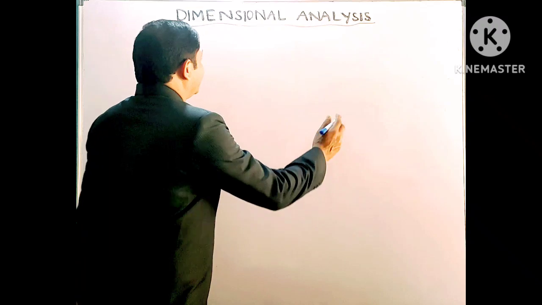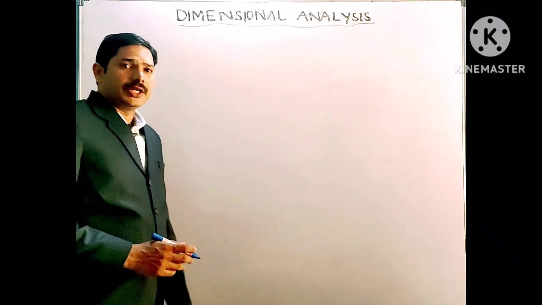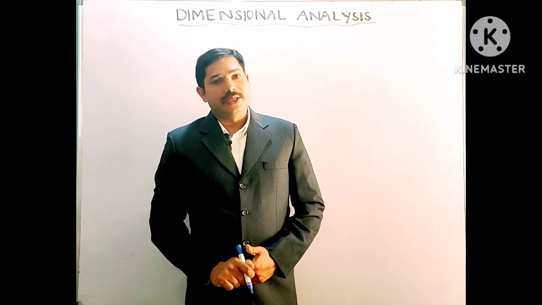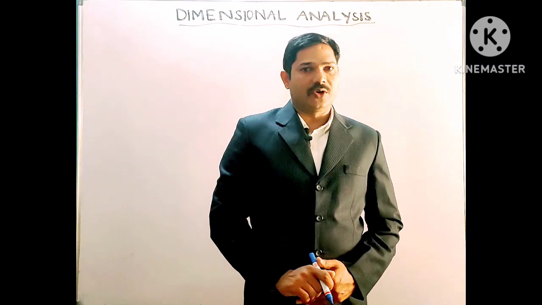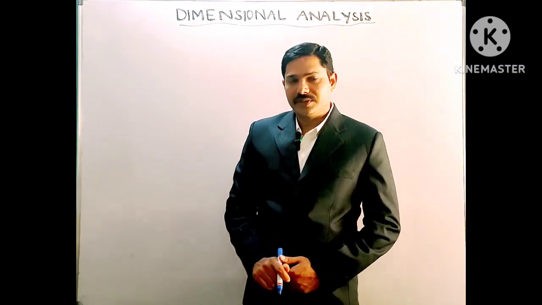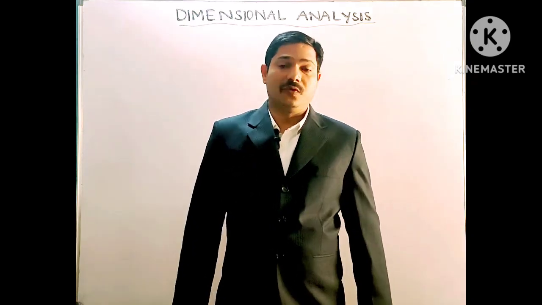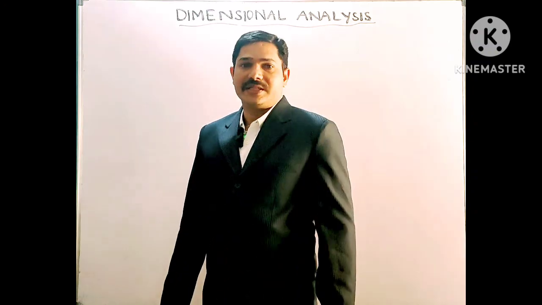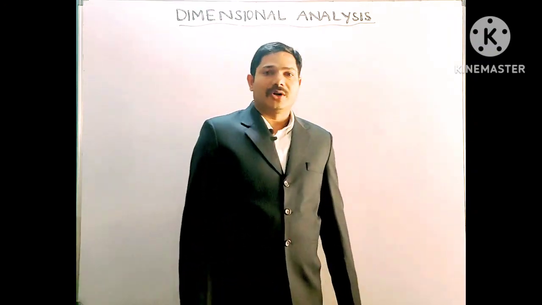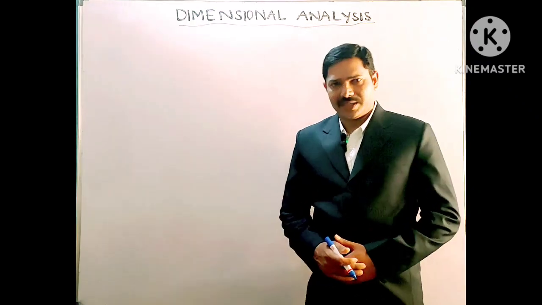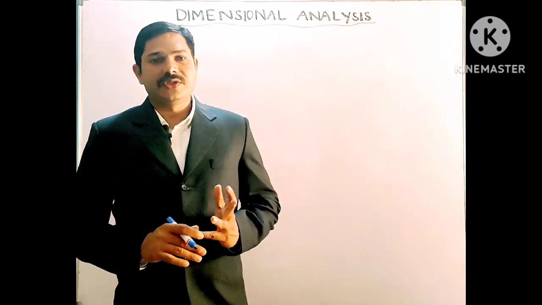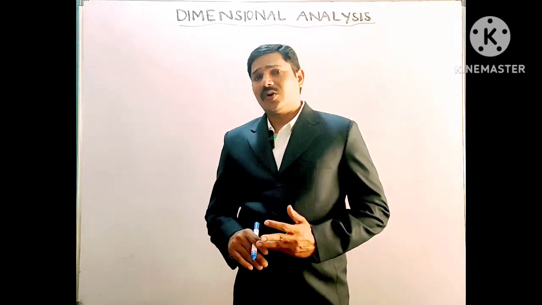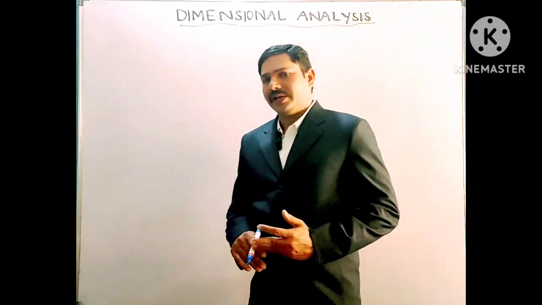Dimensional analysis. We know the fundamental physical quantities. What are fundamental physical quantities? In the SI system there are 7 fundamental physical quantities. The first one length, second mass, third time, fourth electric current, fifth thermodynamic temperature, sixth luminous intensity, and seventh amount of substance. We have to know their dimensional formulas, then we can derive the dimensional formulas of the other derived physical quantities. Let's see.